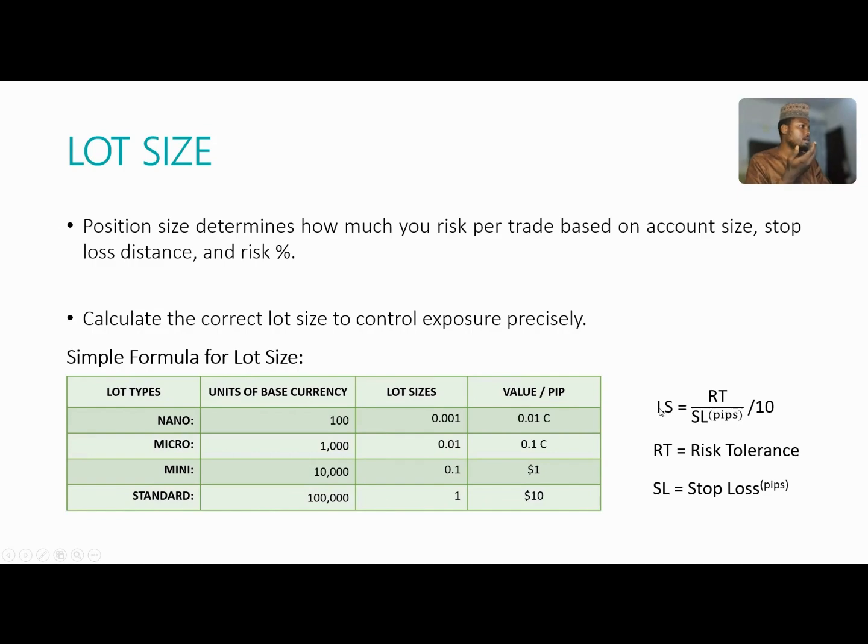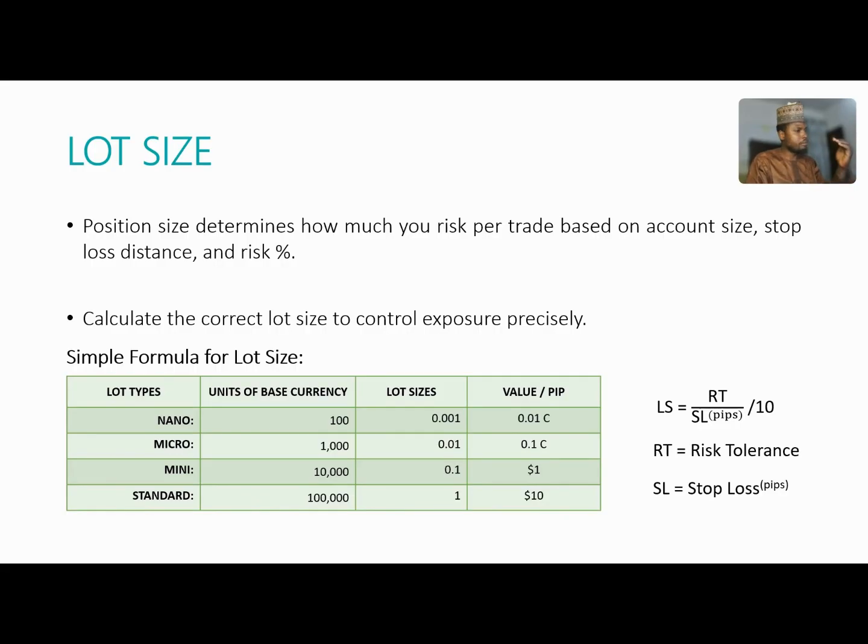This is the formula. Lot size is equal to what? Risk tolerance divided by stop loss in pips divided by 10. RT is equal to our risk tolerance, and SL is equal to stop loss in pips. This is how you are going to calculate your lot size if you are trading currency pairs, GBP JPY, USD JPY, every currency pair.